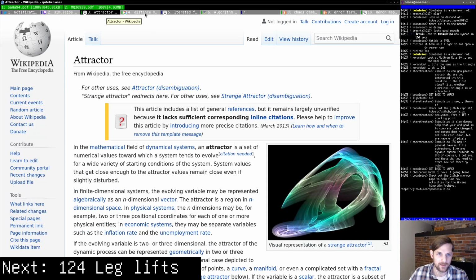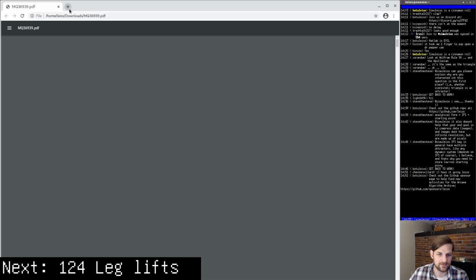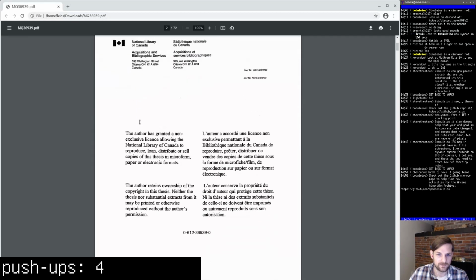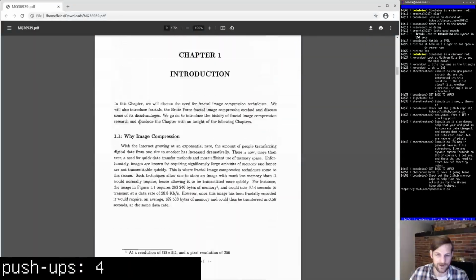Which ones did I grab? I did 7, a review of fractal image compression literature. Algorithm for fast fractal image compression. And then the last one was fractal image compression, which I think we looked at before. In fact, I think MQ we've definitely looked at before. Fractal image compression. Yeah, we had this yesterday. I just didn't look at it because it was old.